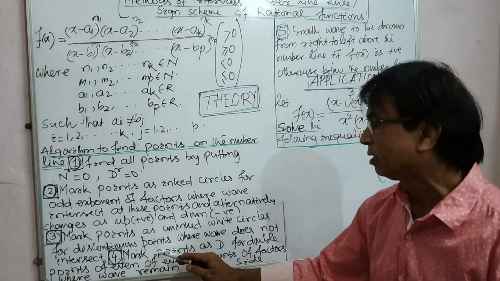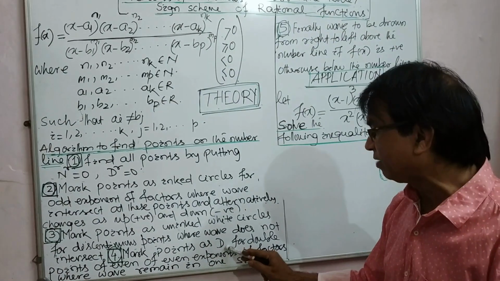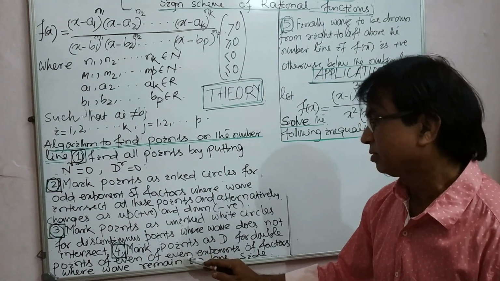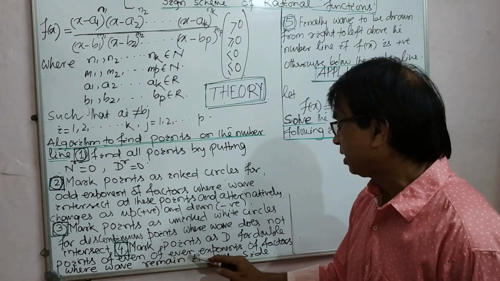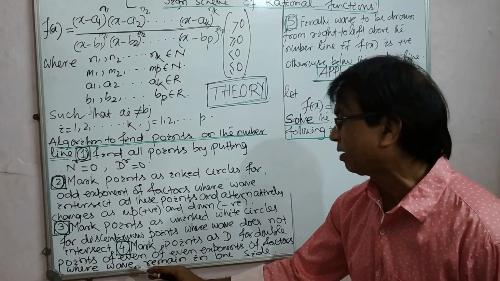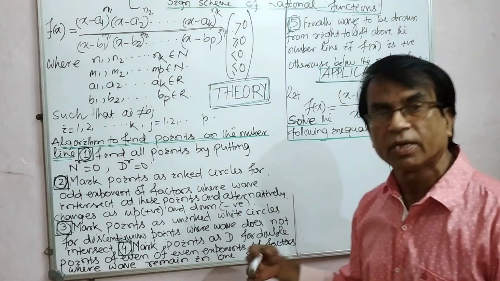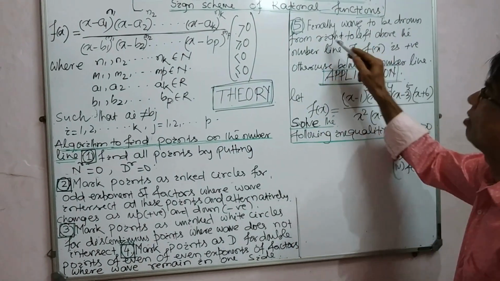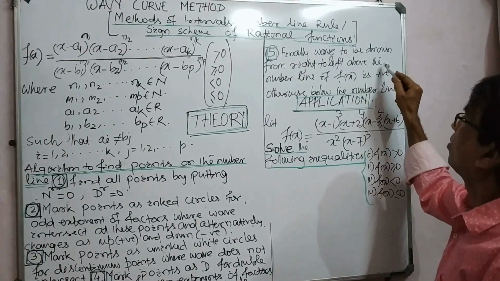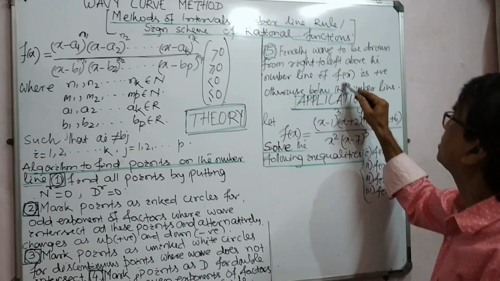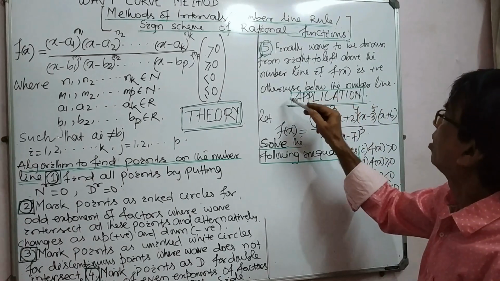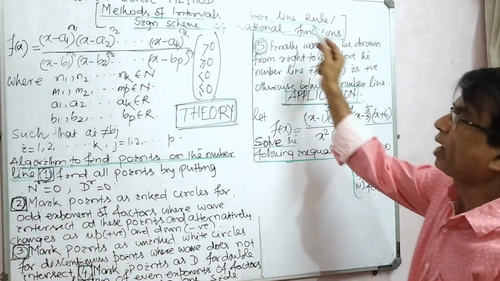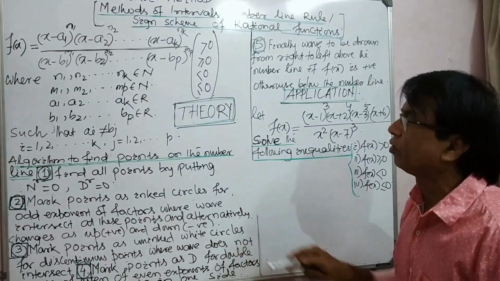And number 4, mark points as D for double points, for even exponents of a factor, where the wave remains on one side. Even exponent, wave remains. Now finally, the wave is to be drawn from right to left above the number line if f(x) is positive, otherwise below the number line. Now, this part is called the theory part of Wavy.